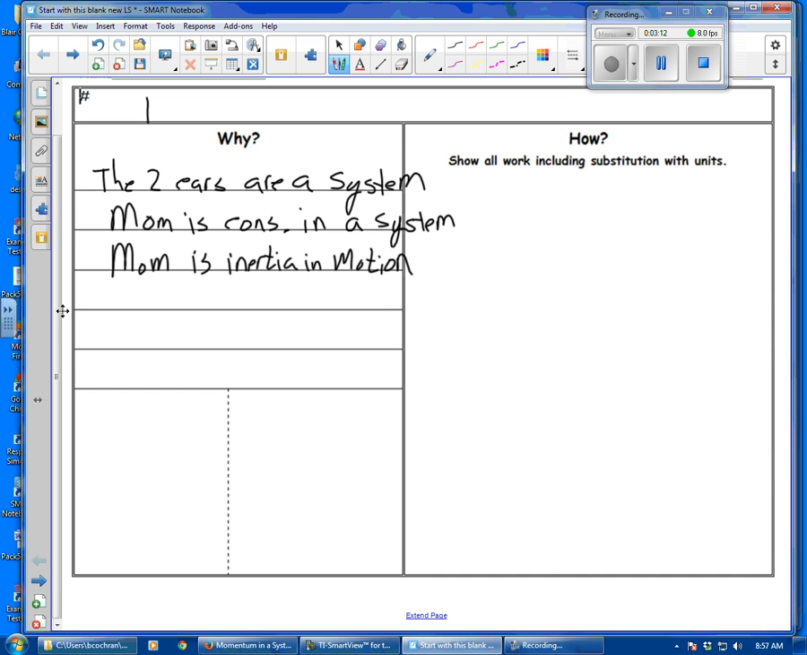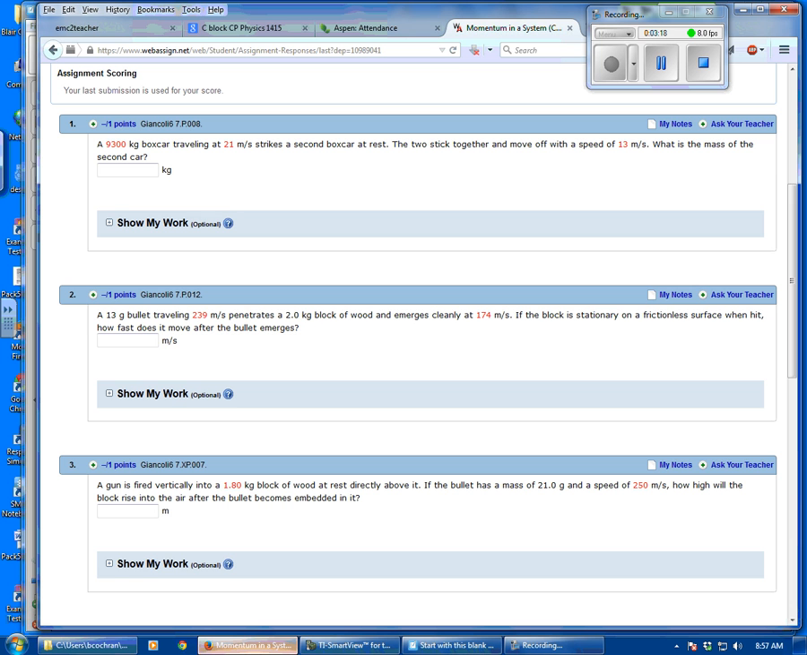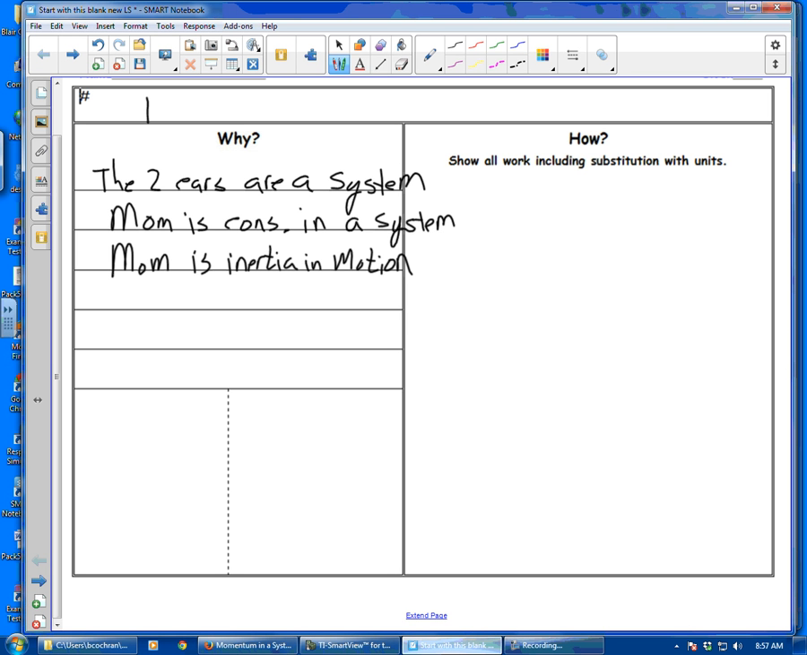Now I need to do my diagram. Let's see, how do they distinguish between these 2? First and second. So we'll call it 1 and 2. The 9300 we'll call 1, and the unknown we'll call 2. So I'm going to draw boxcar number 1, boxcar number 2, and then afterwards they become a conglomerate of 1 and 2, or 12.